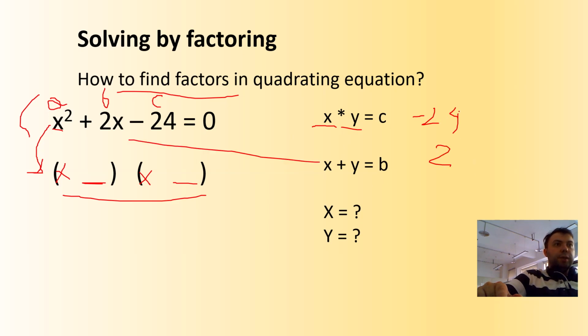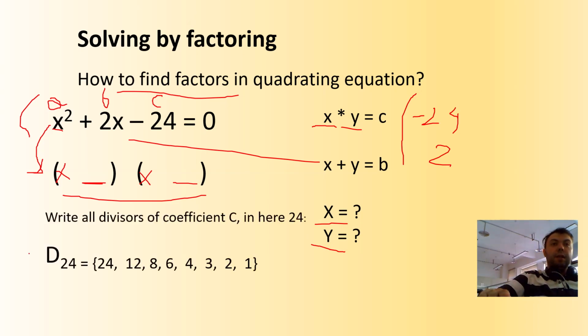Okay, so we know what c and b are, but we don't know what x and y are. How can we find these two numbers? This is the hint: x times y equals c, x plus y equals b. The solution for beginners is to write down all the divisors. So we write all the divisors of coefficient c, not coefficient b. In this case, that is 24.